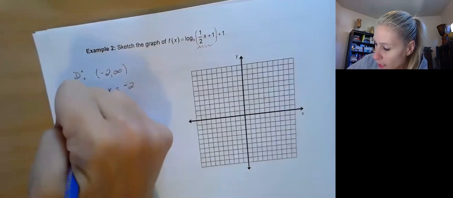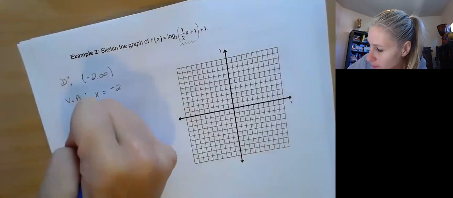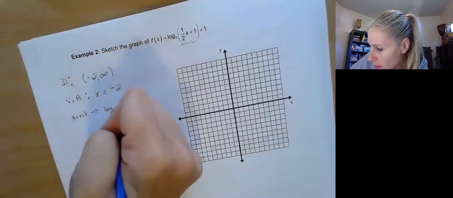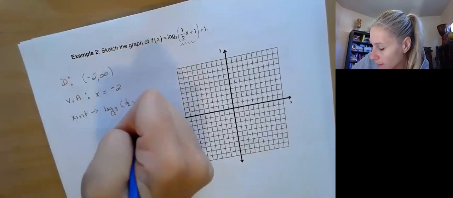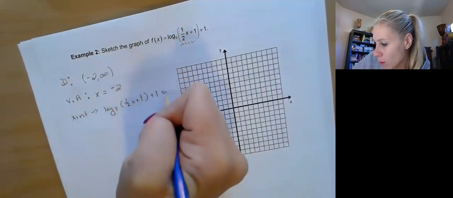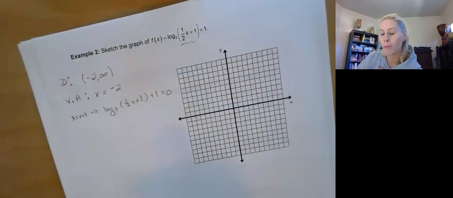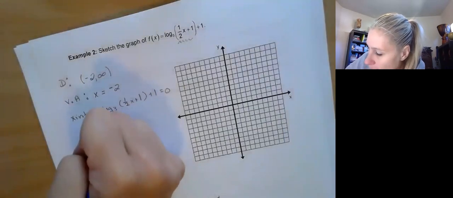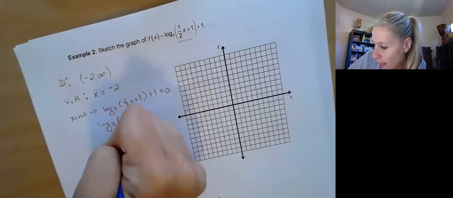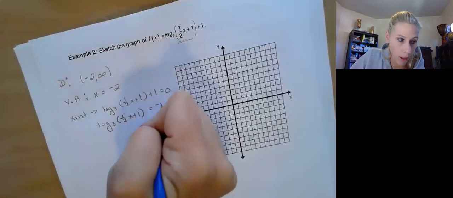Now we're going to look at our x-intercepts. Remember that our x-intercepts are when y equals 0. So I have log base 3 of 1/2 x plus 1, plus 1, and we're going to set that equal to 0 and start solving. We can't get rid of the log base 3 yet until we move that 1 to the other side. So I have log base 3 of 1/2 x plus 1 equals -1.